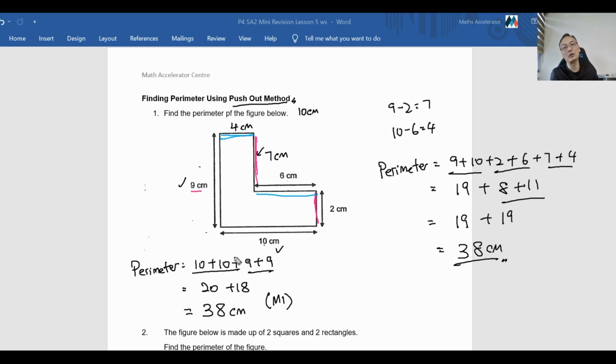So I have fewer numbers to add. Over here, we only add 4 numbers. Down here, we added 1, 2, 3, 4, 5, 6, 6 numbers. So we have 2 methods that you can use to solve this question.